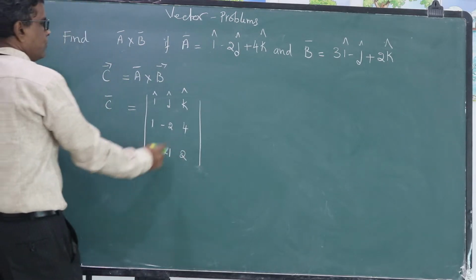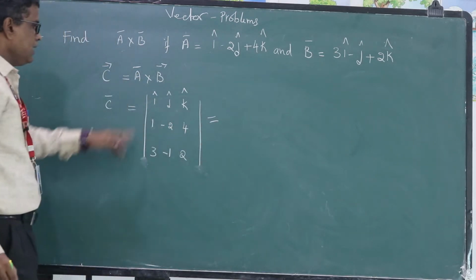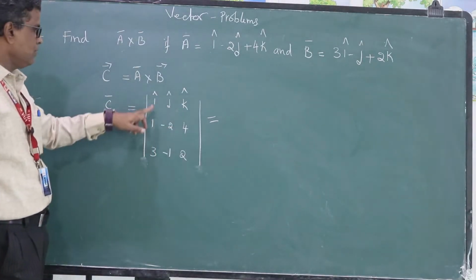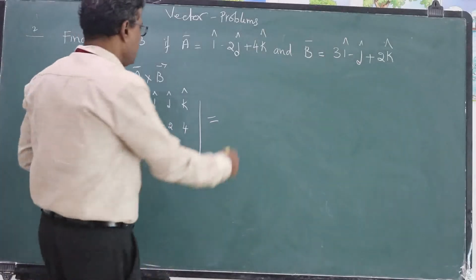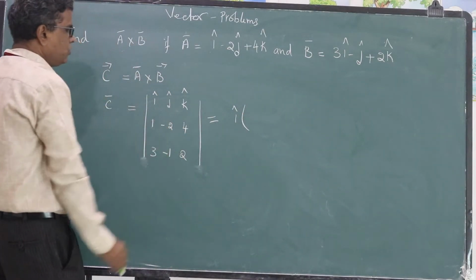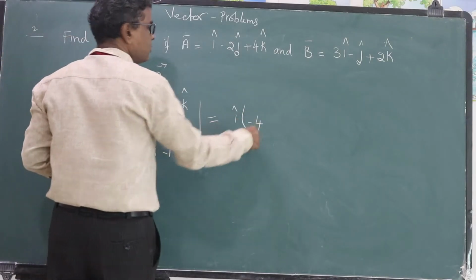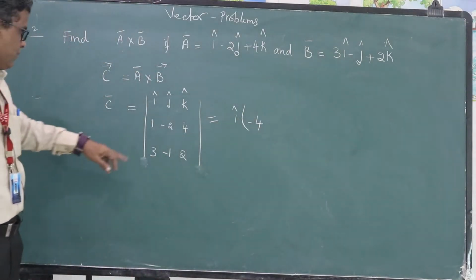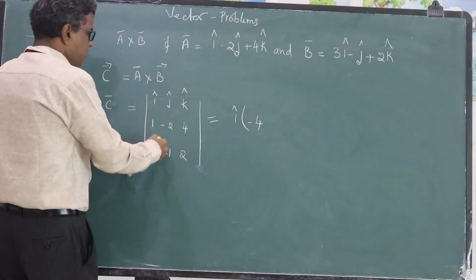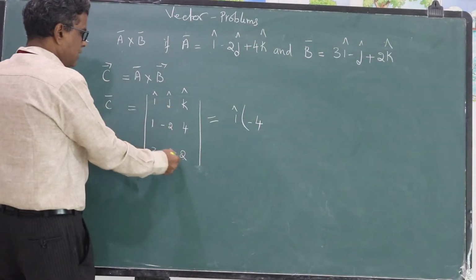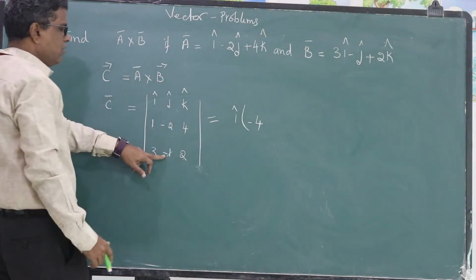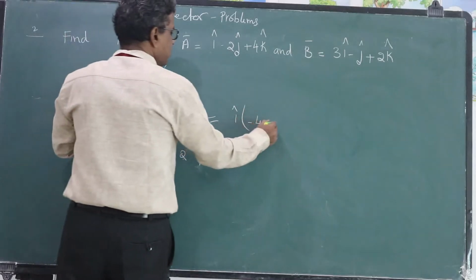So the next step: i cap, j cap, k cap. First row, first column, you leave this row and this column. So first you take i: minus 2 into 2, you will get minus 4. Minus of minus 1 into 4. Minus 4 plus 4.